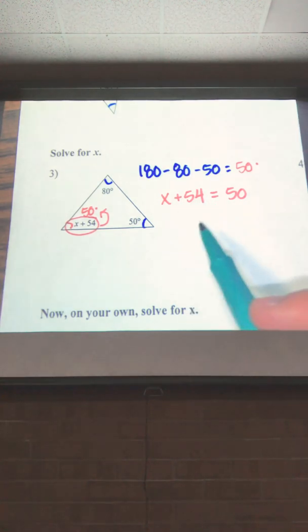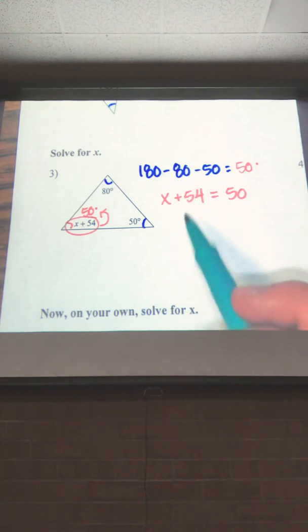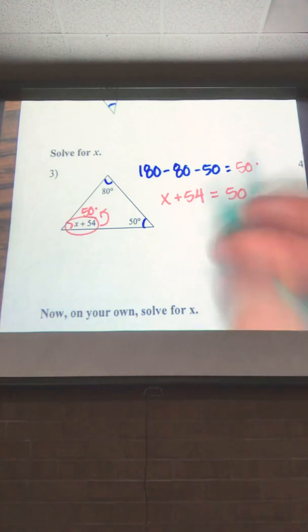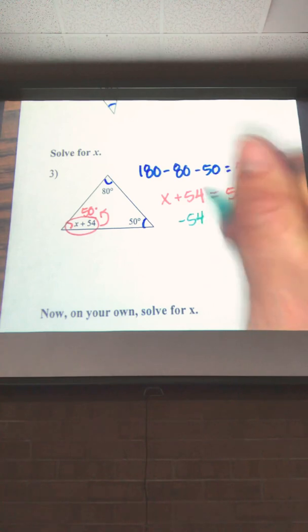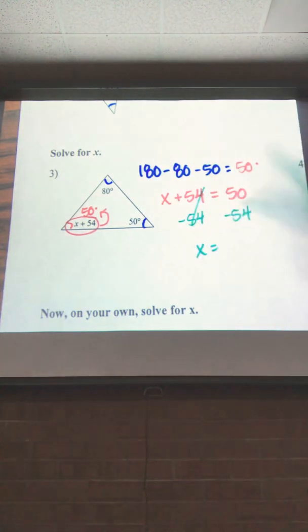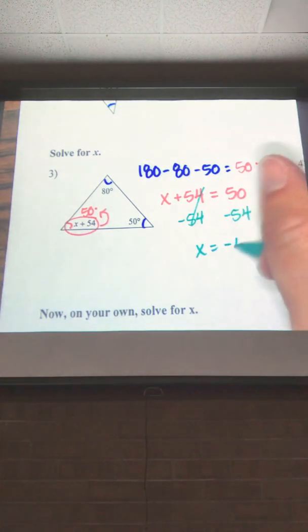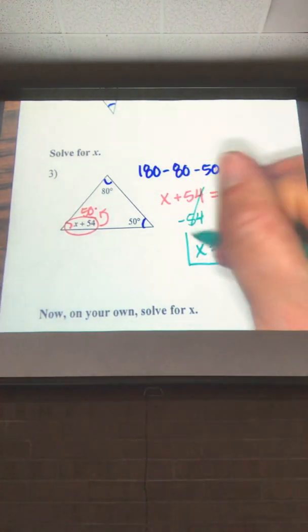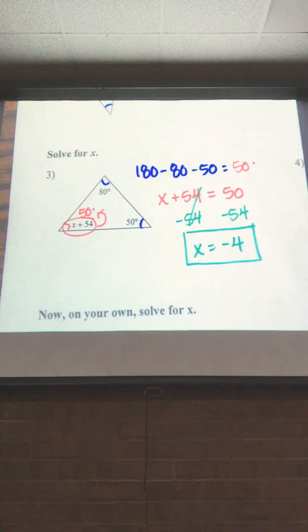It's a one-step equation, meaning we have one thing to do to get our x all by itself. The opposite of plus 54 is subtract 54. Subtract it from both sides. And we know that 50 minus 54 is negative 4. And that is our answer. So yes, we had to find the missing angle in order to solve for x.